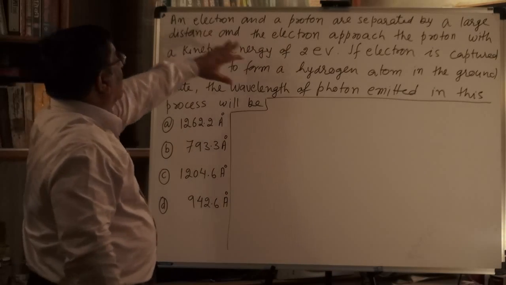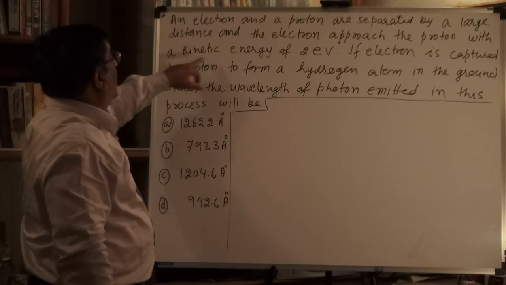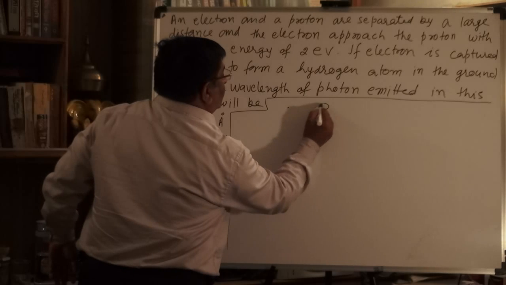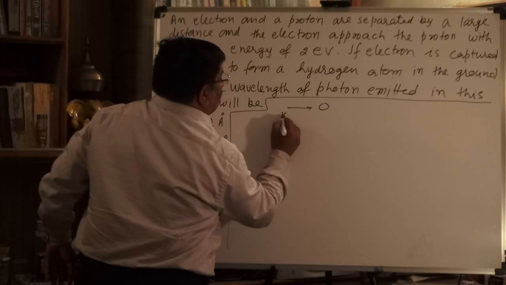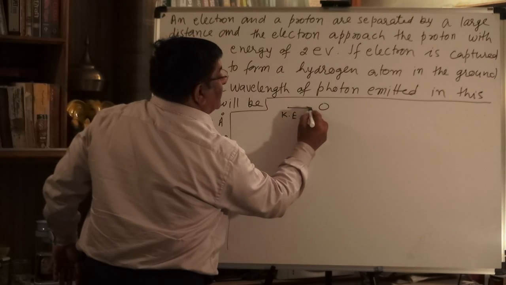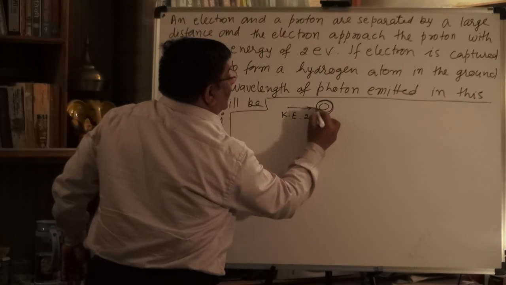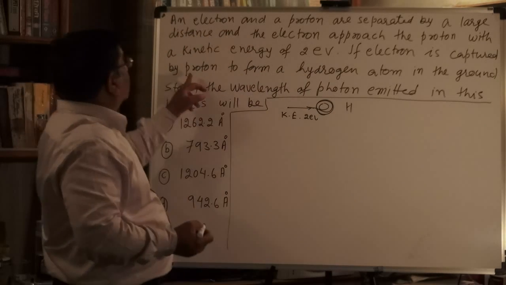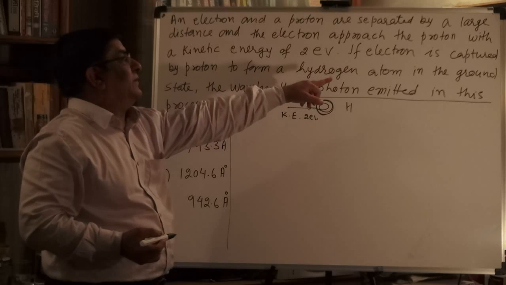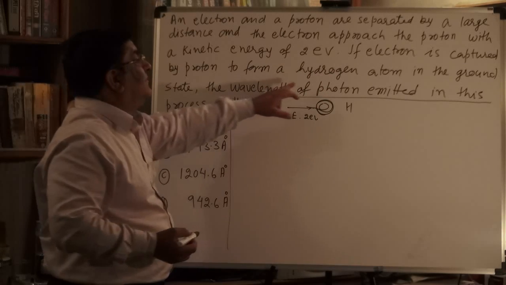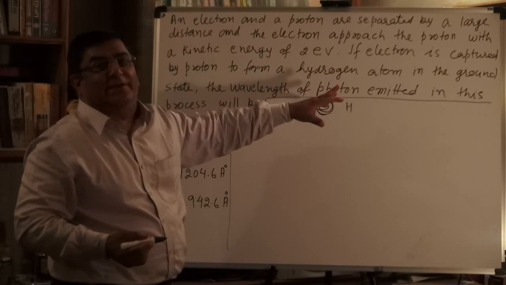Electron, proton separated by large distance. Electron approaches the proton with a kinetic energy 2 electron volt. This electron and proton, it has a kinetic energy 2 electron volt. It goes here and goes around it, and this becomes a hydrogen atom. Electron is captured by proton to form a hydrogen atom in the ground state. Then, what is the wavelength of photon emitted?